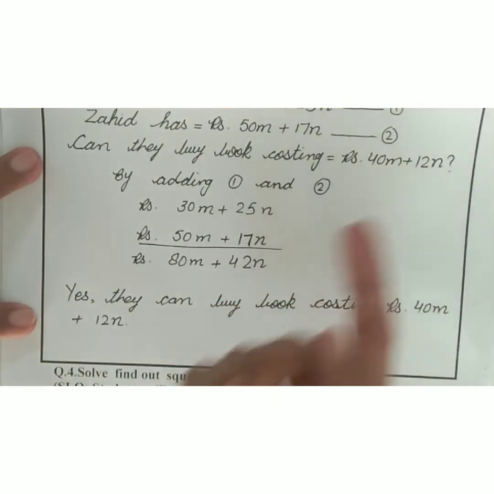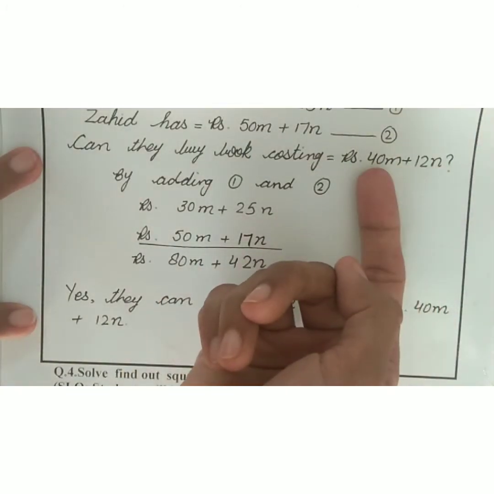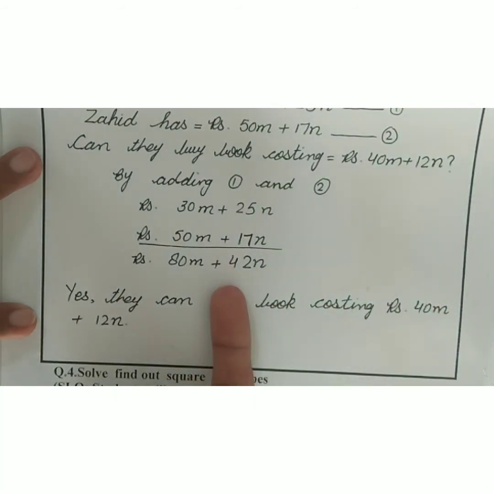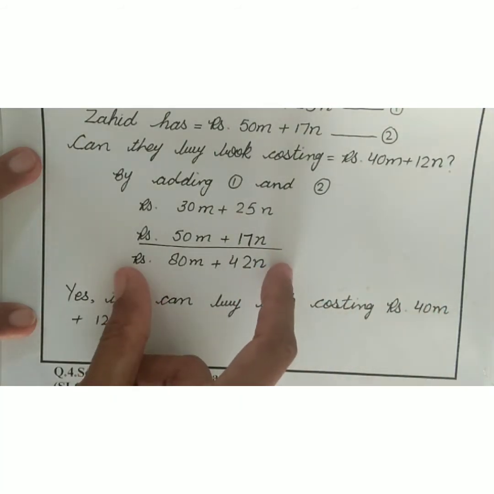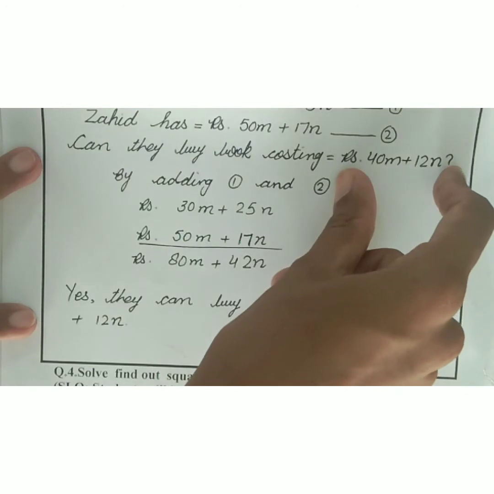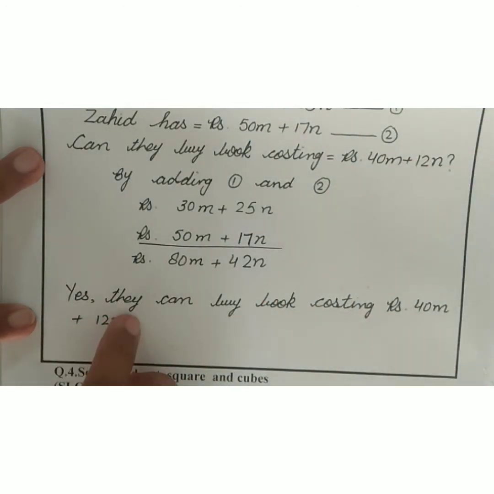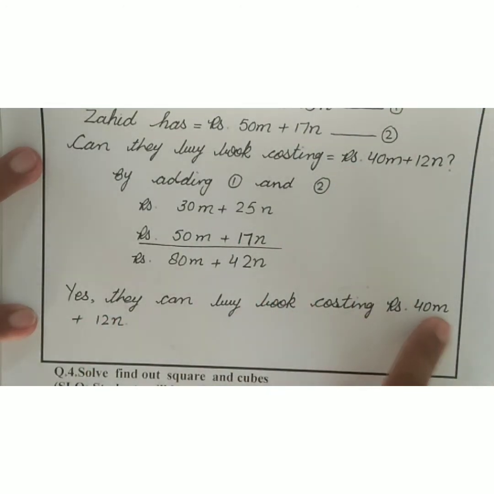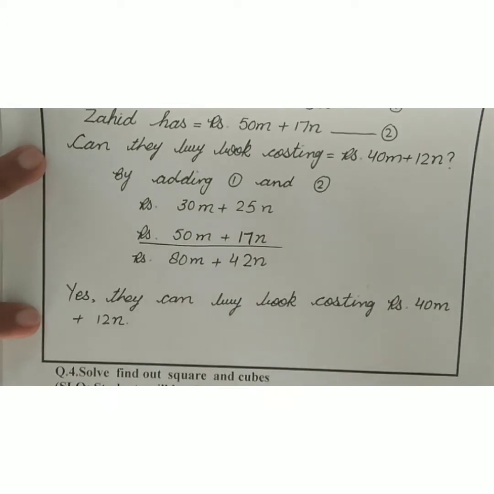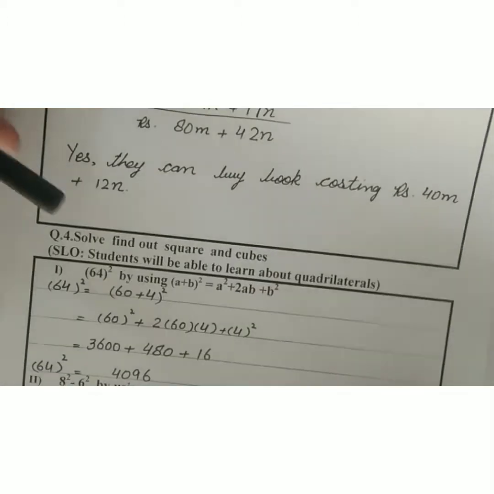Students, we can see that here is 80m and here is 40m. Here is 12n and here is 42n. It means this amount is greater than this price. So students, we can say that yes, they can buy a book costing Rs 40m plus 12n because they have more money than the price of the book. Hope so students, we have done this question.